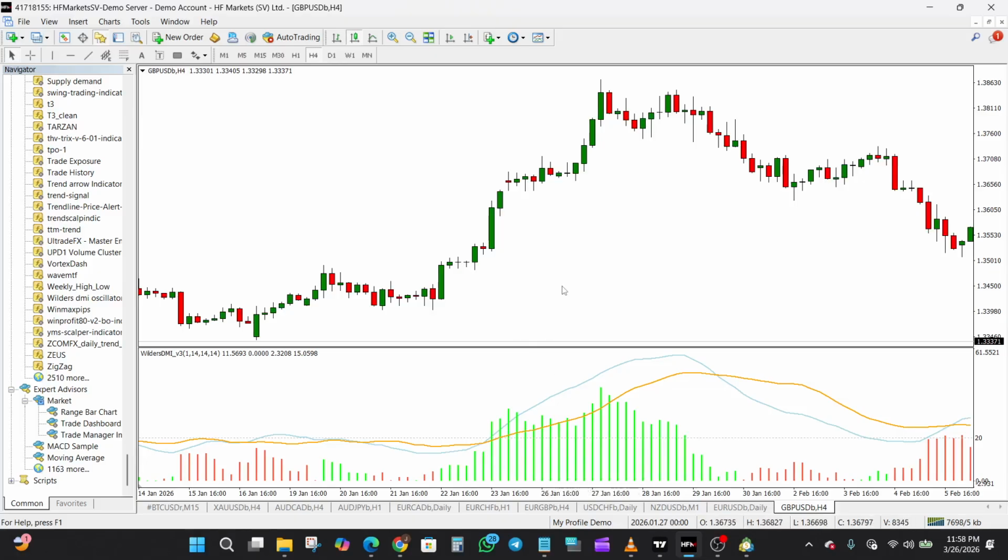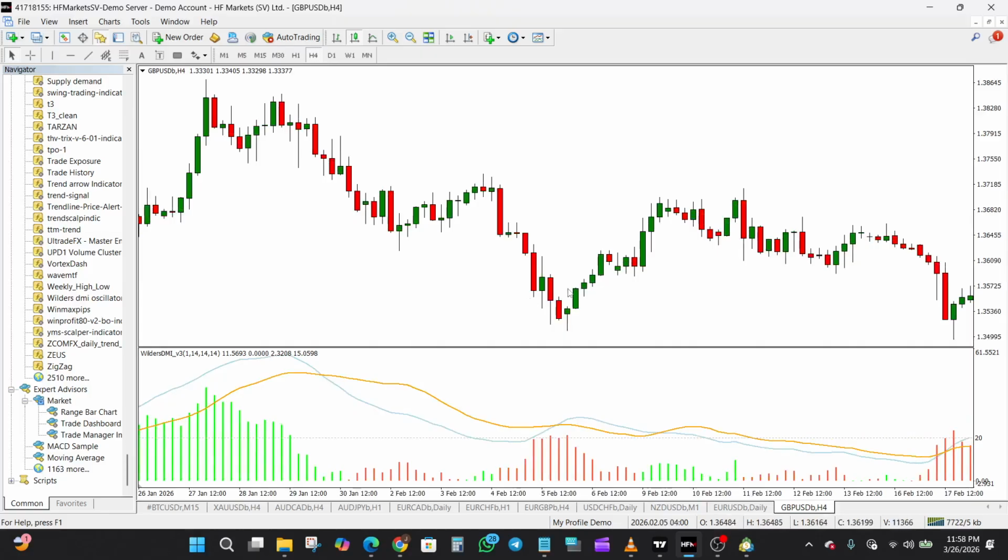Okay, so just a quick recap. For a buy trade, ideally you wait for the blue line to cross above the orange, and you wait for the green bars to pierce above the 20 level. They should be long enough to cross the 20 level. That is going to be your buy signal. But also make sure you get your confirmations, and of course remember that no indicator is perfect.